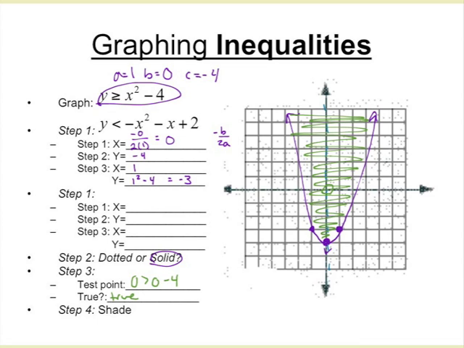Then we graph the other one. So for that one, A is negative 1, B is negative 1, C is 2. So negative B over 2A is going to be negative, negative 1 over 2 times negative 1, which gives negative 1/2.